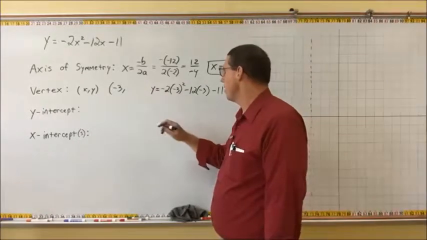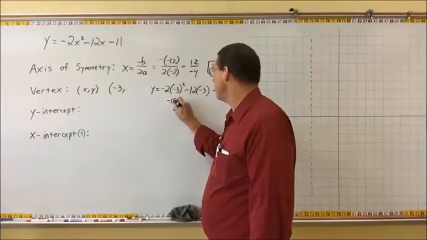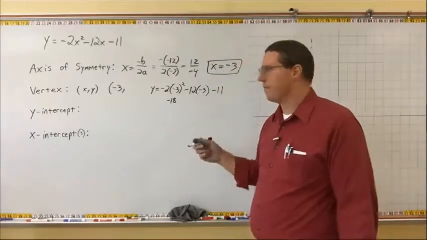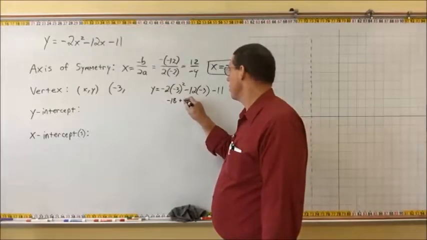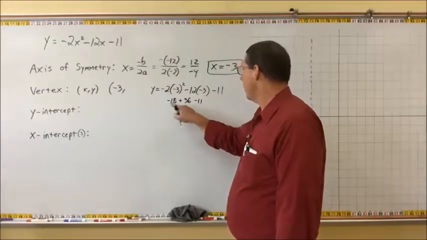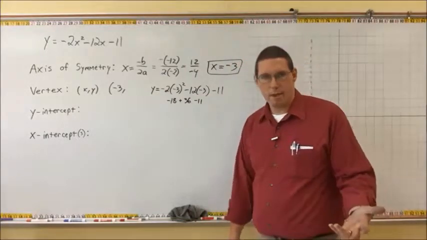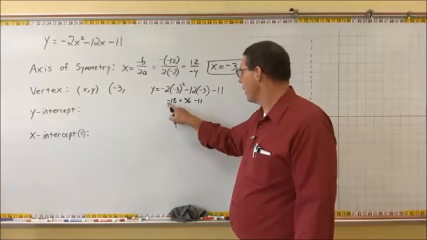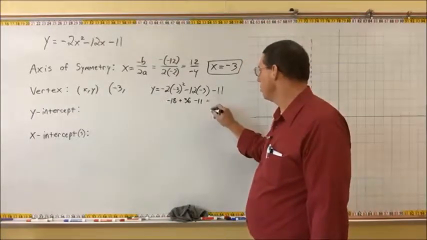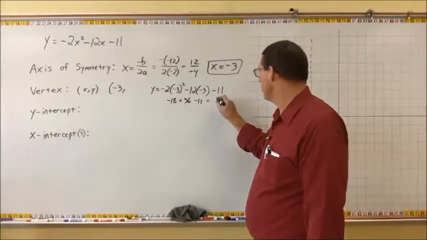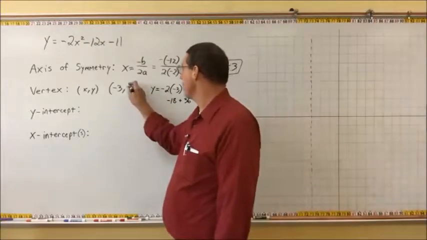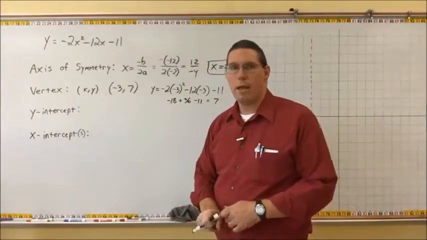And 9 times negative 2, that's negative 18. And then we've got negative 12 times negative 3, well, that's positive 36. So we'll go plus 36 and then minus 11. And negative 18 plus 36, that's 18. And 18 minus 11 is equal to 7. So now our vertex is at negative 3, 7.